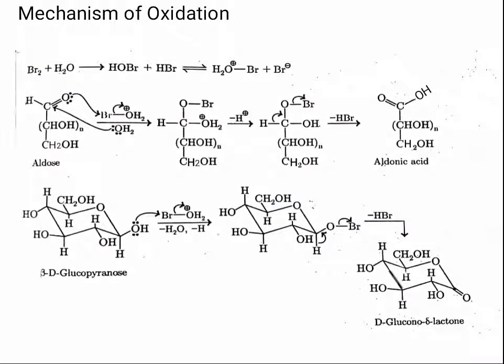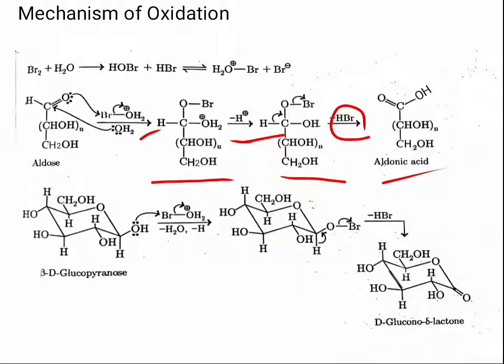So now just follow the reaction mechanism. At first water is attacking this carbon, and simultaneously this lone pair of oxygen is attacking this Br. So you are getting this structure. After the deprotonation you will get this, and now this hydrogen will leave, becoming HBr. This hydrogen and this bromine will leave. So you will get this aldonic acid.